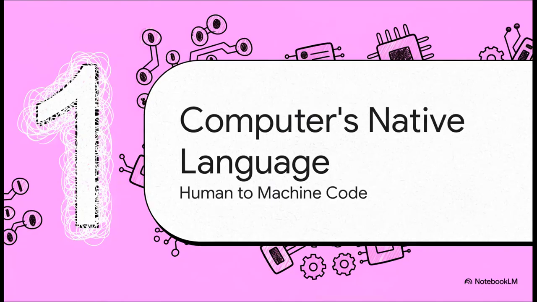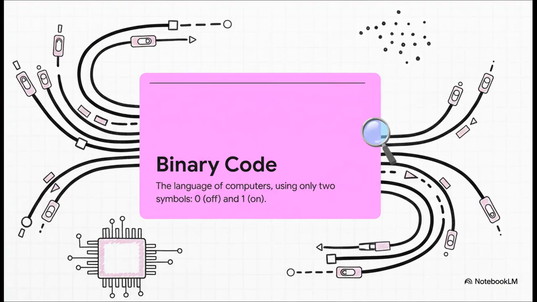To get to the bottom of that, we have to start with the basics. We need to learn a computer's native language. This is a journey that'll take us from the numbers we use every day, right down to the actual electrical pulses zipping around inside the machine. In that language, it's called binary code.